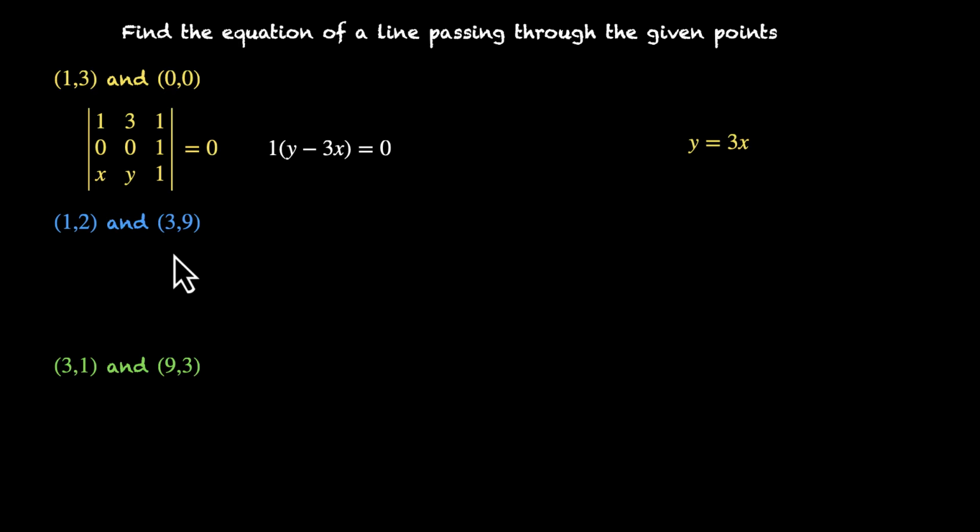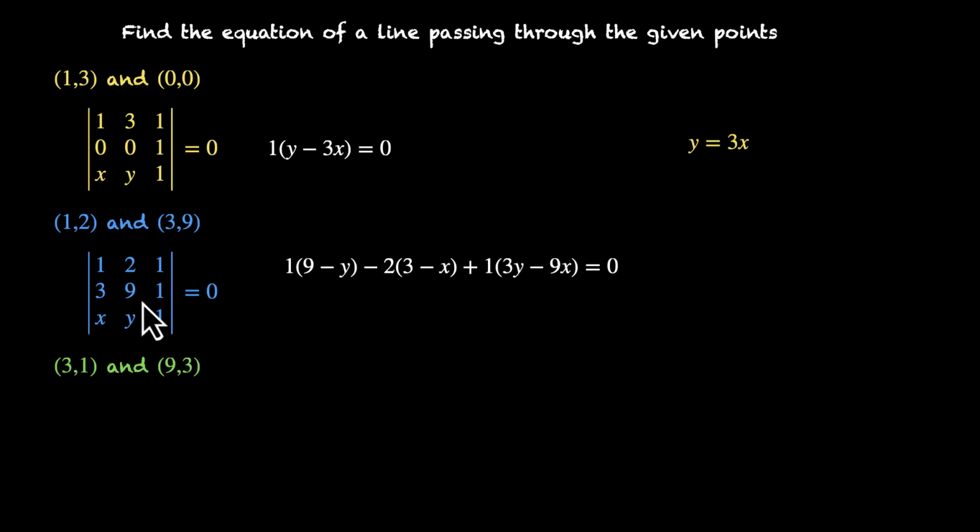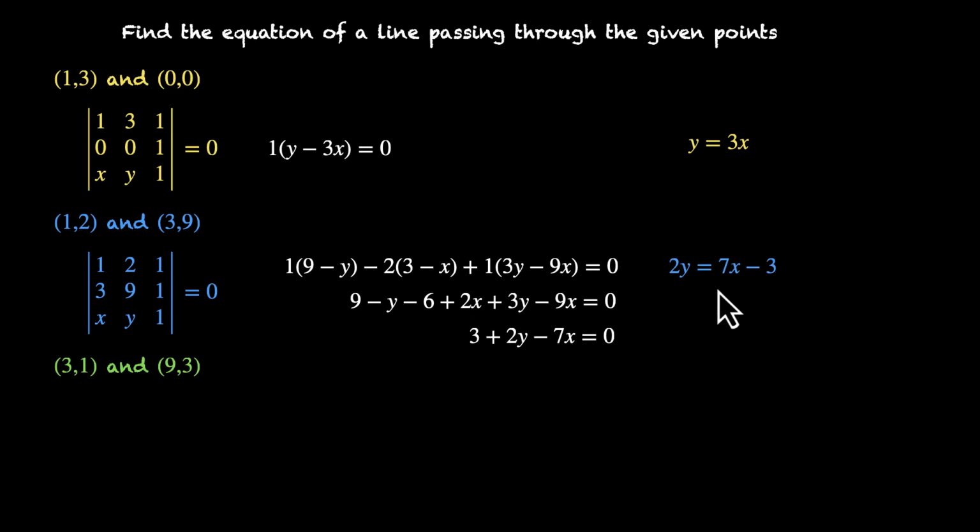Then we have this determinant: 1, 2, 1, 3, 9, 1, x, y, 1. Let's expand this. We have 1 times 9 minus y minus 2 times 3 minus x plus 1 times 3y minus 9x. That's equal to 0. This is 9 minus y minus 6 plus 2x plus 3y minus 9x, equal to 0. So we have 9 minus 6, that's 3. We have 3y minus y, that's 2y. And we have minus 9x plus 2x, that's minus 7x. So we can rearrange this: 2y is equal to 7x minus 3. That's the equation for this line.